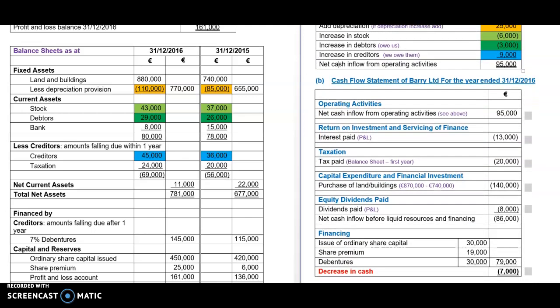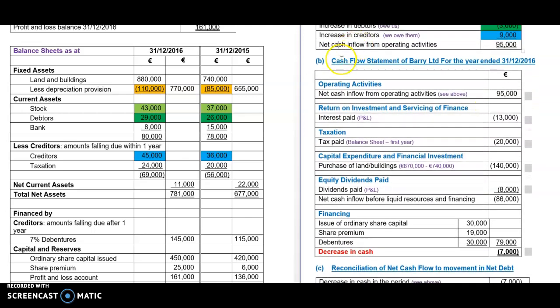So we move on to Part B. Part B is the cash flow statement of Barry Ltd for the year ended the 31st of 12th 2016. First heading is operating activities, and the first entry is net cash inflow from operating activities. So you can see here it is €95,000. And I got that from above. We just have to calculate that, so that was quite easy.